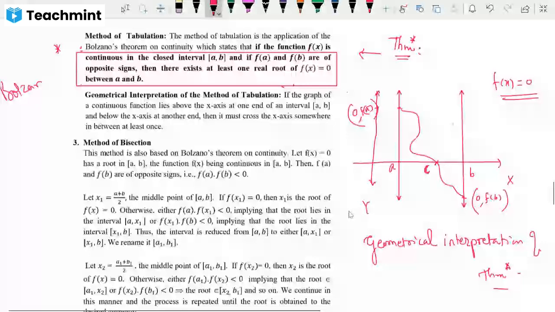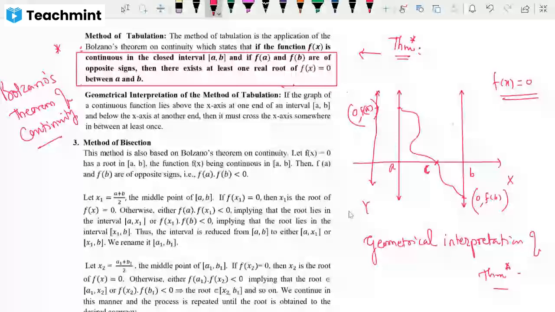Bolzano's theorem of continuity. The statement of this theorem will be used in the bisection method. What is this method? Let f(x) = 0 have a root in the closed interval [a, b].